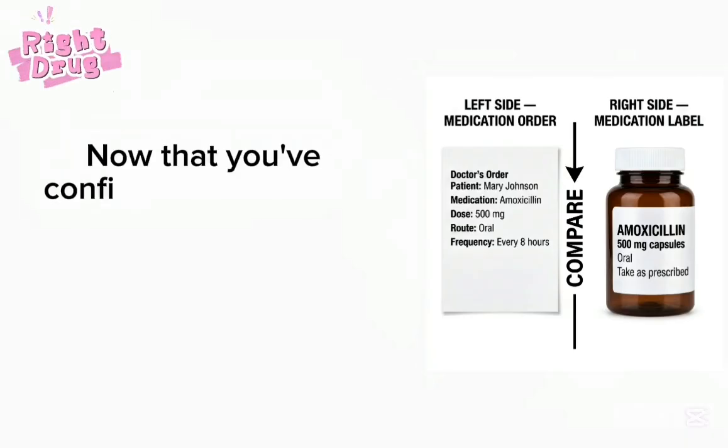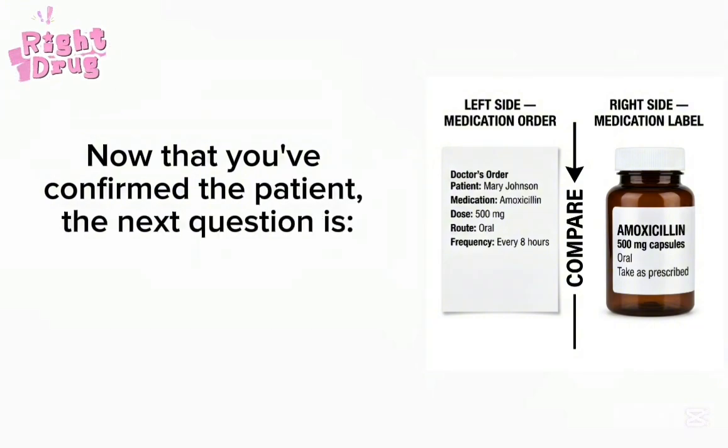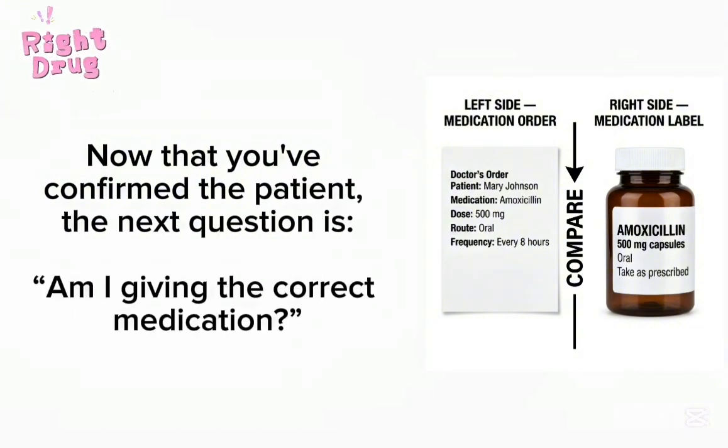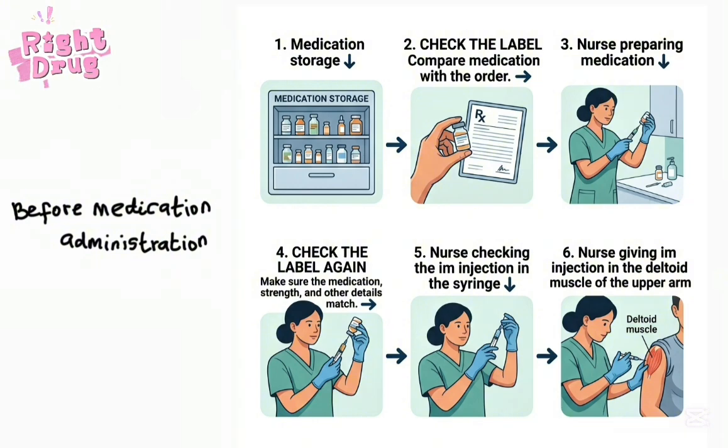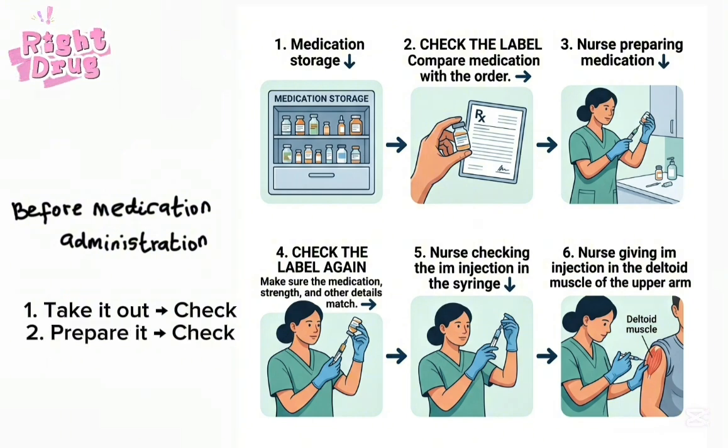So next is the right drug. Now that you've confirmed the patient's name, the next question to ask yourself is, am I giving the correct medication? Before administering any medication, you should carefully check the medication label against the medication order or the doctor's prescription. There are 3 times you need to check: firstly, when you take the medication from where it's stored; secondly, while you're preparing it; and thirdly, immediately before administering that medication to your patient. During these 3 instances, you need to check your medication.